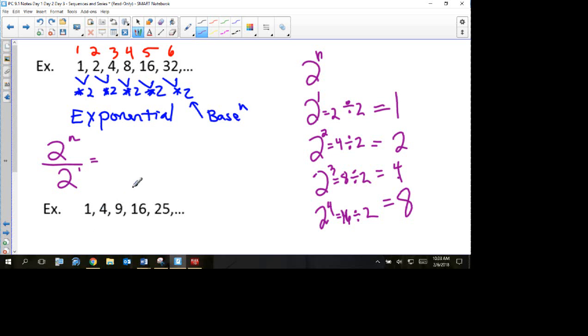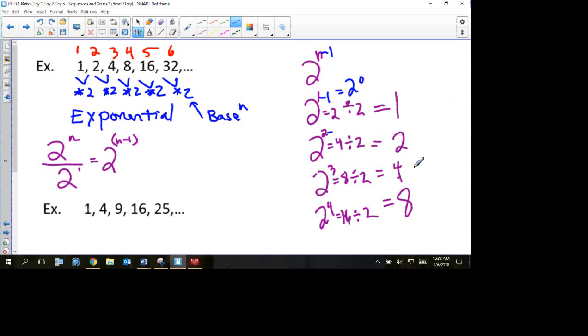So I'm going to have 2 to the n minus 1. I'm going to show you how that will work. If I had 2 to the 1 minus 1, that's the same thing as 2 to the 0, and anything to 0 corresponds.